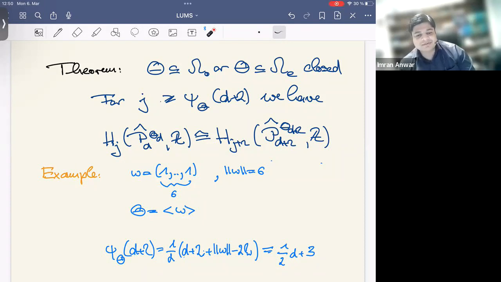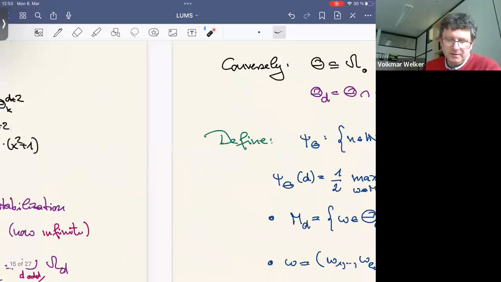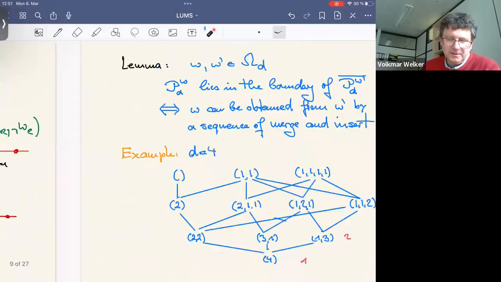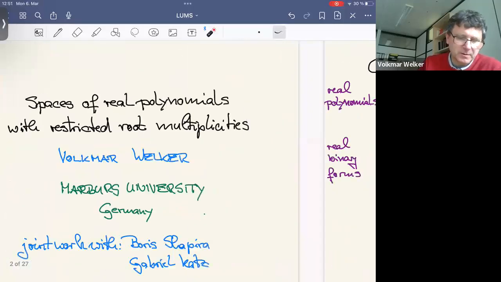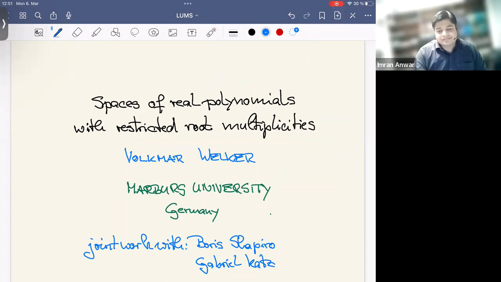Professor Welker, can you give the reference of the paper from where you're talking? I mean, we have 2 papers on arXiv. Just look at all the authors. Let's go to the first page. Here it is. So Boris Shapiro, maybe it's also not completely visible. Here's Shapiro, and Gabriel Katz and Volkmar Welker, there are 2 papers. With Boris, I had more already a long time ago, but Gabriel, the 3 of us, there's only a single paper. Both are on arXiv. Thank you very much.